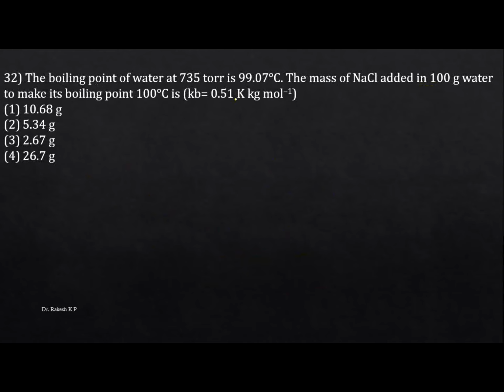The boiling point of water at 735 torr is 99.07 degrees Celsius. The mass of sodium chloride added in 100 gram water to make its boiling point 100 degrees Celsius is. Okay, now we have to identify the boiling point, the mass of sodium chloride added in 100 gram. So we know the equation here: delta Tb is equal to i into W2 into 1000 into Kb divided by M2 into W1. So let me take the change in the elevation of boiling point here.